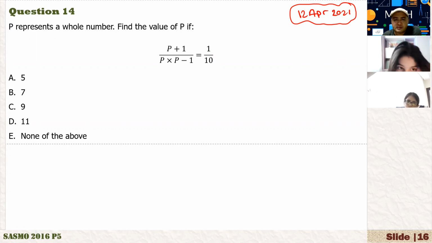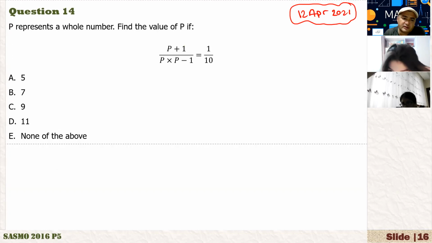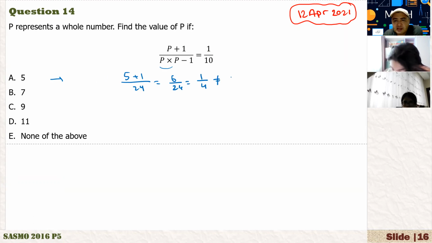So that's one way. We can also solve this another way, but that involves a quadratic equation that you did not study yet. So let's do maybe 1-2 questions together. After that, I will ask you to do the questions. If for example P is equal to 5, on the left hand side we have 5 plus 1, and here we have 25 minus 1, that's equal to 24, so 6 over 24, and by 6 it is 1 over 4. That's not equal to 1 over 10. So this cannot be the answer.